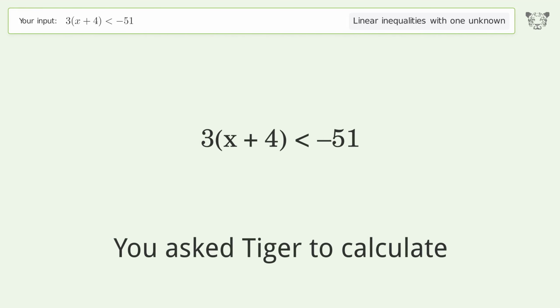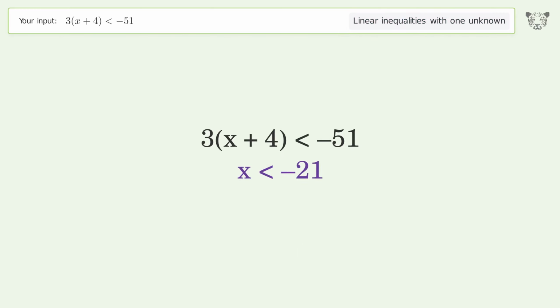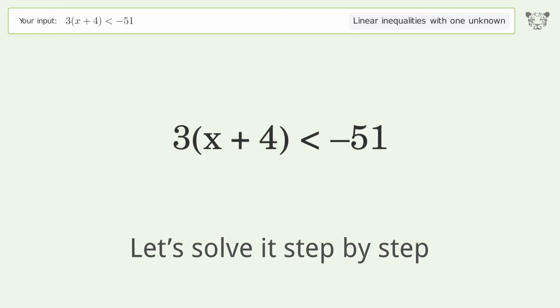You ask Tiger to calculate. This deals with linear inequalities with one unknown. The final result is x smaller than -21. Let's solve it step by step.